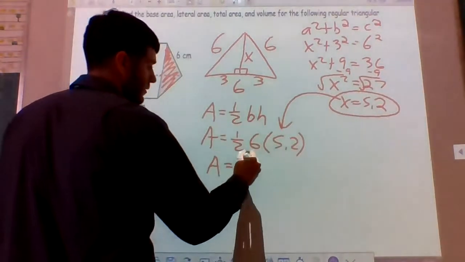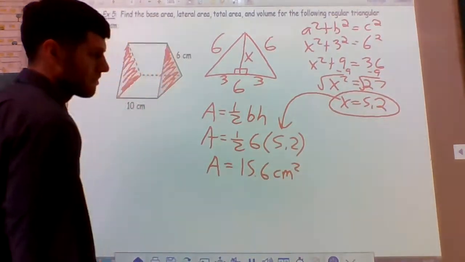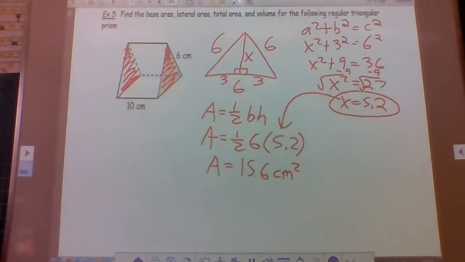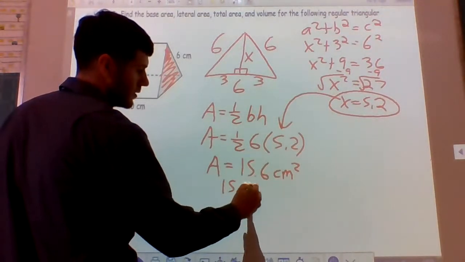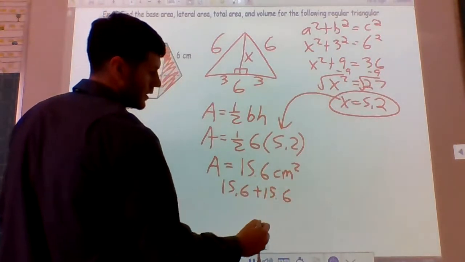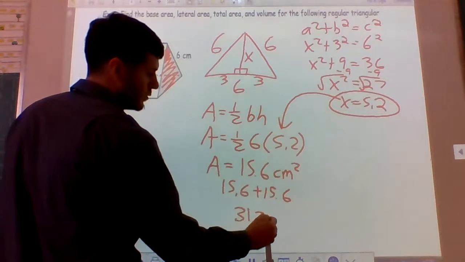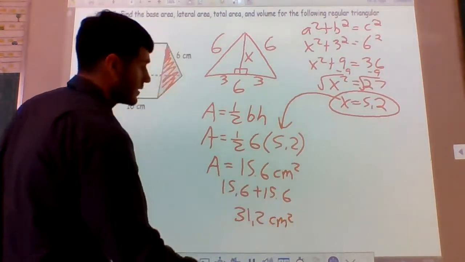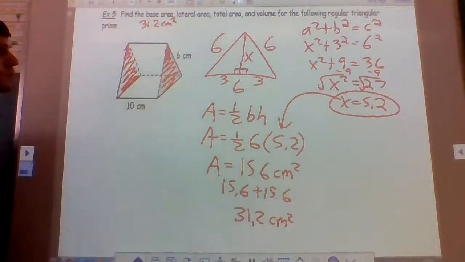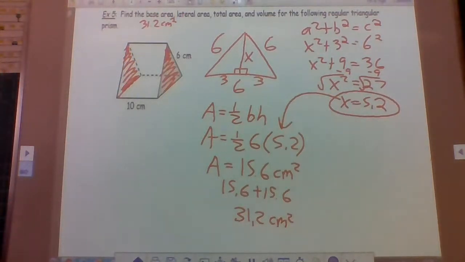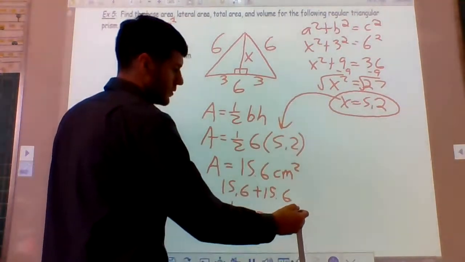15.6 centimeters squared. Okay. There are two bases. So that's going to be 15.6 plus 15.6, which is going to give us our total base area of 31.2 centimeters squared. So that's going to be our first one. The total base area, the area of both bases added together, is 31.2 centimeters squared.